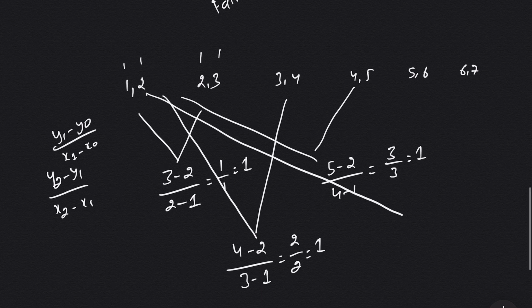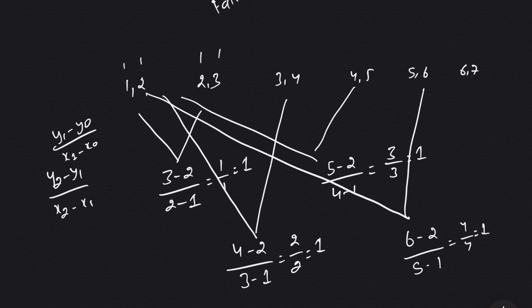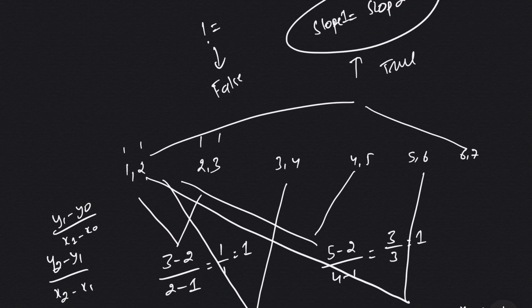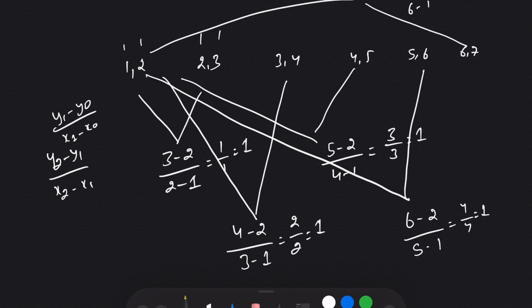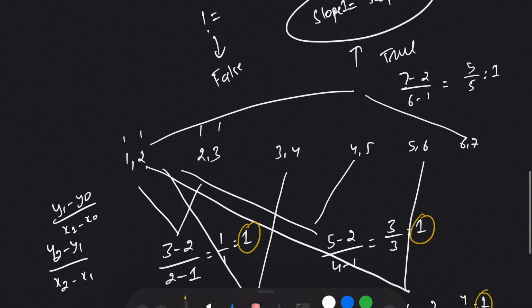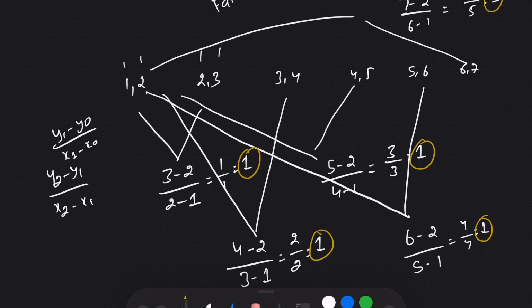And the same goes on. 6 minus 2, 5 minus 1. And if we take out the slope of these two, that will be 7 minus 2, 6 minus 1, that is 5 by 5, that is 1. So we can clearly see every time the slope is 1. That means all these coordinates form a straight line.